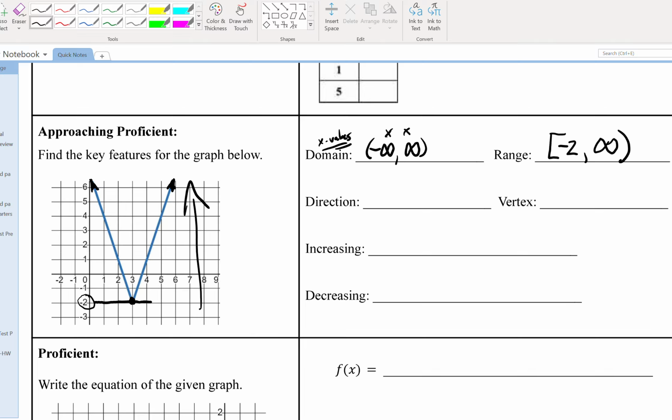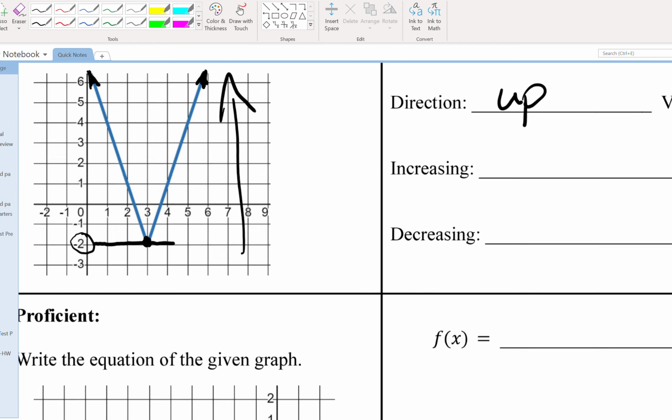Direction, meaning which way does this open? I was thinking about this earlier. If you think about it, it's kind of like a book. And if you open the book and it opens up like this, then we would say that it opens up. Well, that's what's happening here. This opens up.